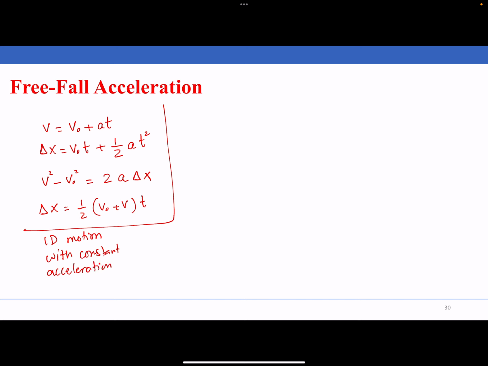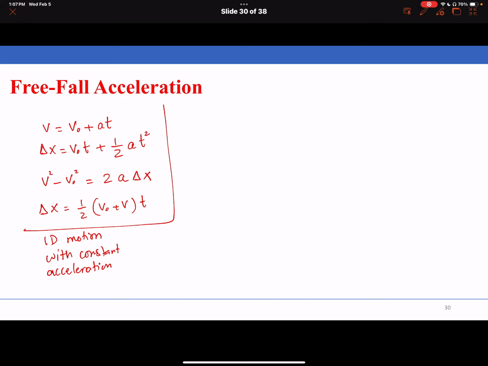Because free fall is nothing but 1D motion with constant acceleration, we can use these equations. It's usually helpful if we rewrite these equations. So I'm going to make the following substitutions. Wherever I see delta x, I'm going to replace it with delta y. And wherever I see a, I'll replace it with negative g. So I'll get v equals v0 minus gt. You don't have to do that. You can leave a, don't put negative g, but when you put the value in, put negative 9.8. Either way, it is fine for me.